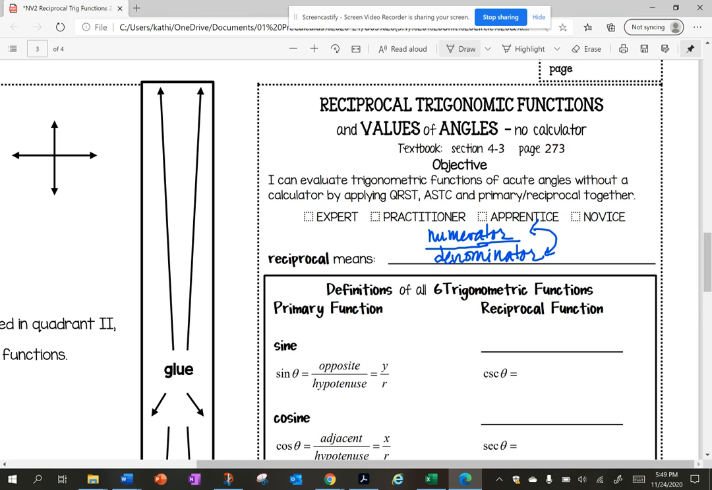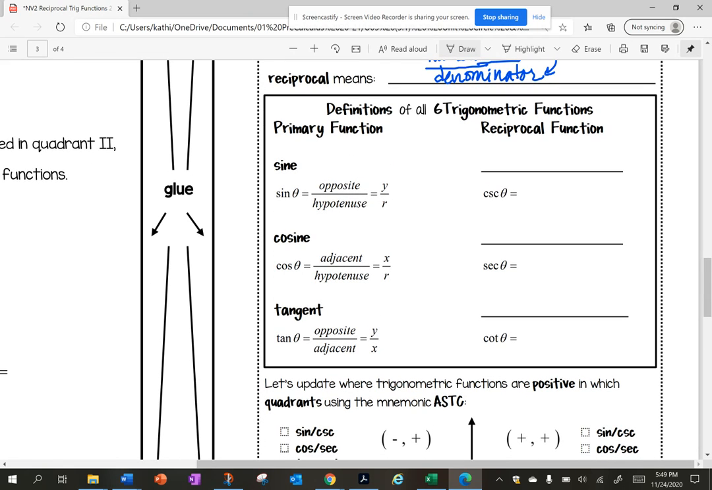Okay, so we have worked with the primary trig functions, which are sine, cosine, and tangent. So the reciprocal of sine is cosecant. The reciprocal of cosine is secant. And the reciprocal of tangent is cotangent. Okay, so I'm just flipping my numerator and my denominator.